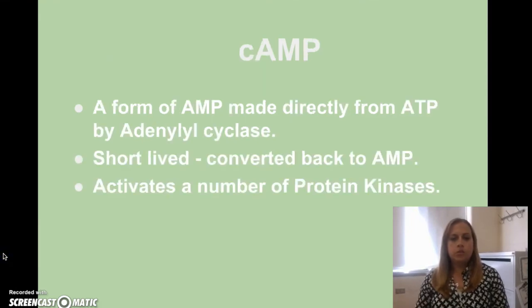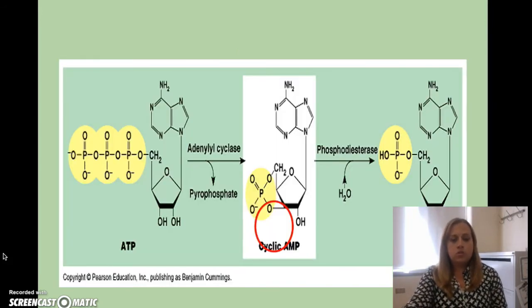All right. So cyclic AMP is a form of adenosine monophosphate. It's made from ATP by that adenylyl cyclase that I mentioned earlier. This is a very short-lived molecule because it will get converted back to AMP. But while it's around, it's going to activate a bunch of different protein kinases. This is just showing you, here you've got your ATP molecule with your 3 phosphate groups, adenylyl cyclase. You lose 2 of the phosphate groups and you have this other phosphate group. You can see a new bond is formed. That's what makes it cyclic, and it only has the one phosphate, so that's the monophosphate part.